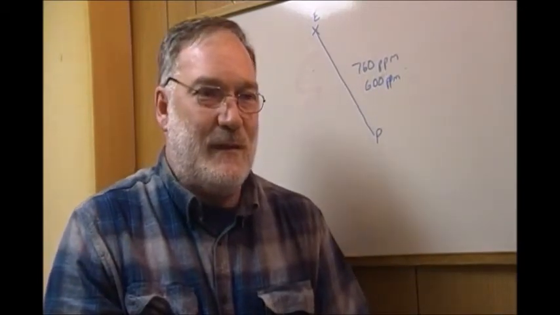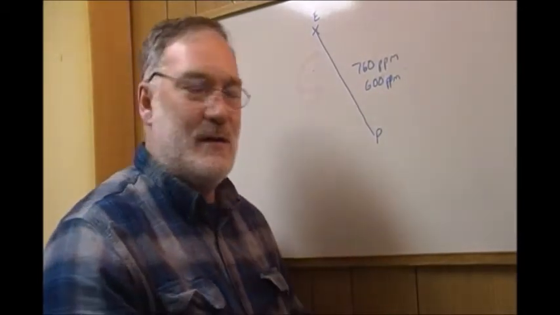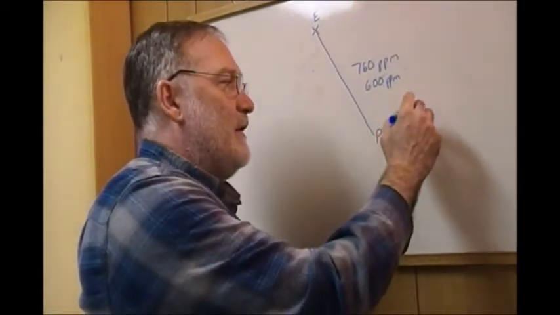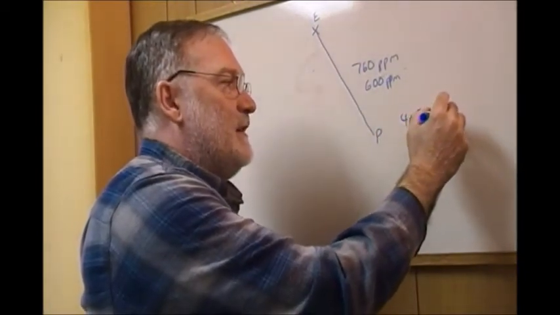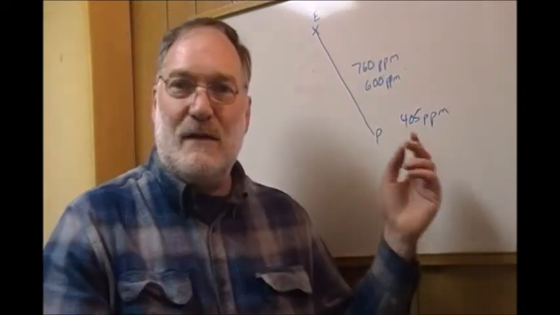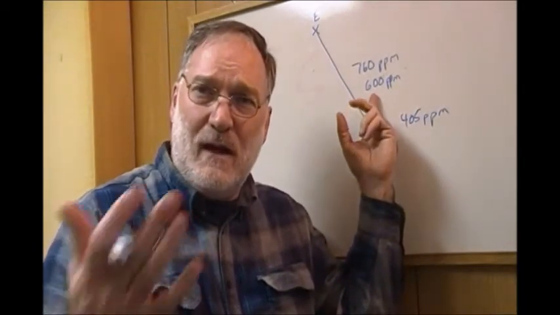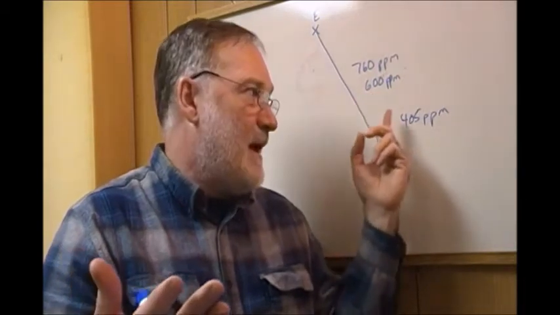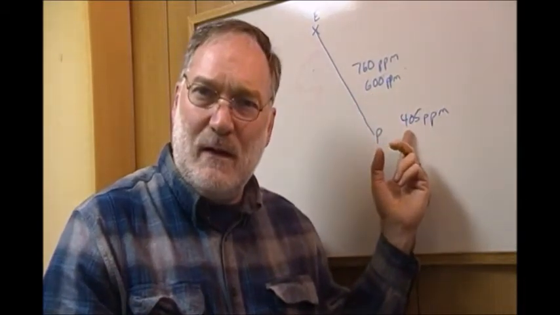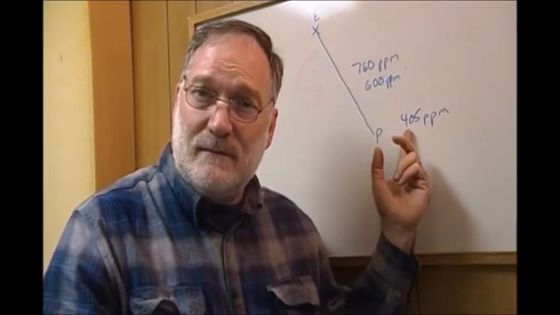Well, today's carbon dioxide levels are much lower. Today we're at 405 parts per million. Now, if the drop down to 600 parts per million caused snow and ice to build up on Antarctica, how can 405 parts per million be causing it to melt?